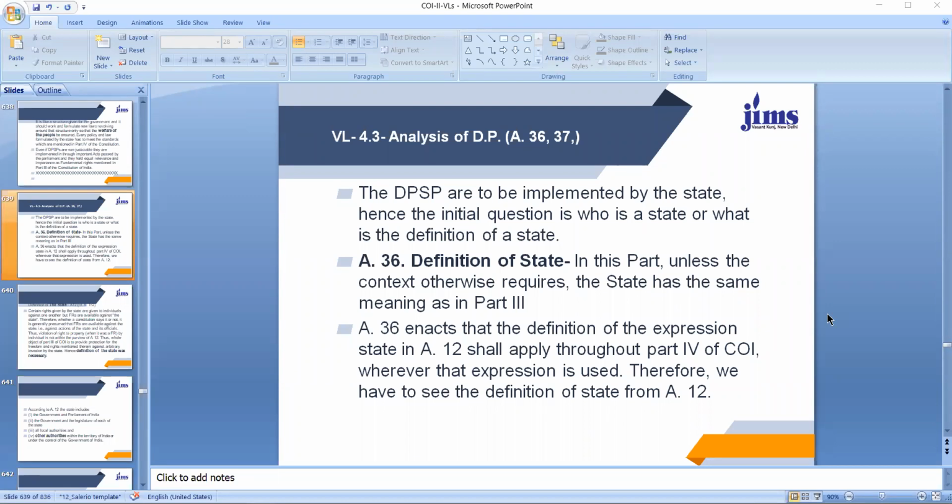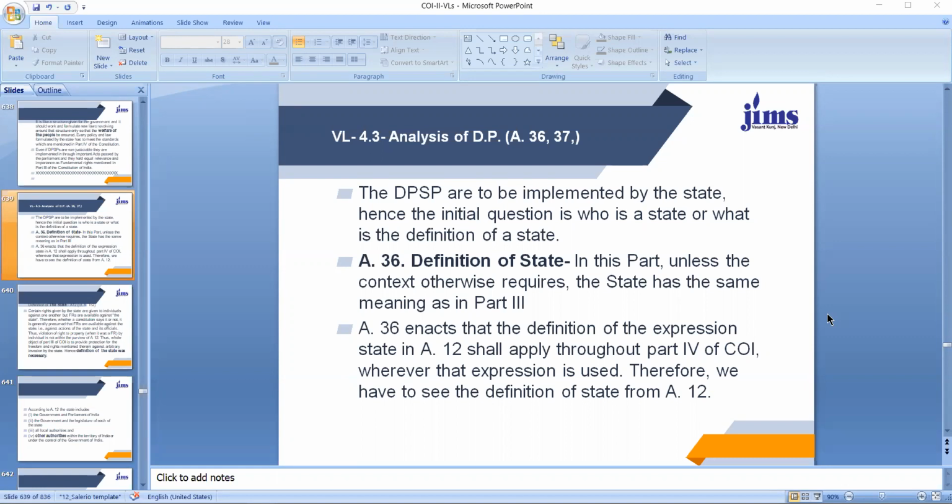Today we are going to cover the third lecture from Unit 4 that deals with analysis of directive principles of state policy. And today we will learn the letter and spirit of Article 36 and 37 of the Constitution of India. Dear students, by now we have learned that the directive principles of state policy are to be implemented by the state. Hence, the initial question is, who is a state, or what is the definition of a state?